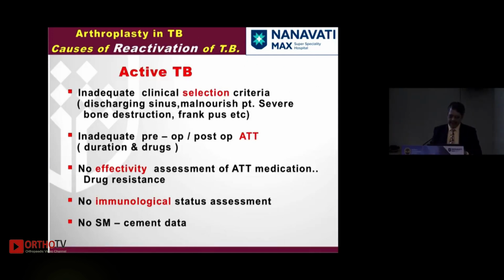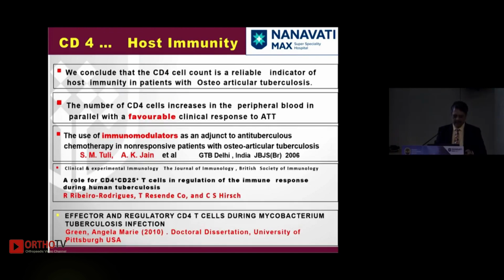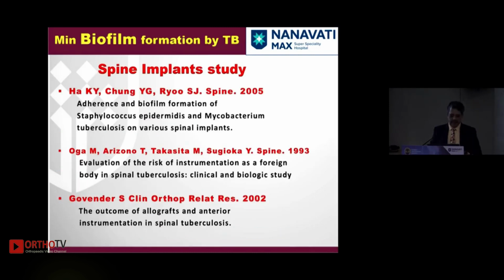The causes of reactivation are inadequate clinical selection criteria, inadequate anti-TB medication, no effectivity assessment of ATT medication, and no immunological status assessment. CD4 count is a very good parameter which we studied, which gives host immunity. So if you do THR in a patient with good immunity, it works better. Similarly, there are a lot of spine studies which show that biofilm formation is less in TB.